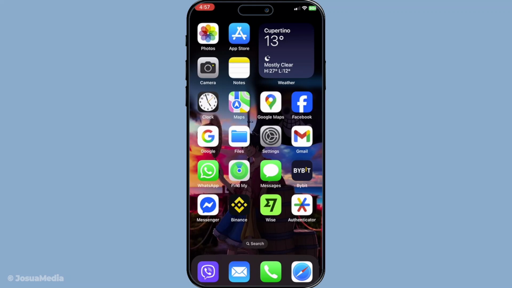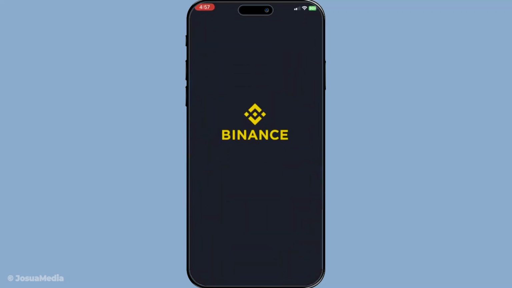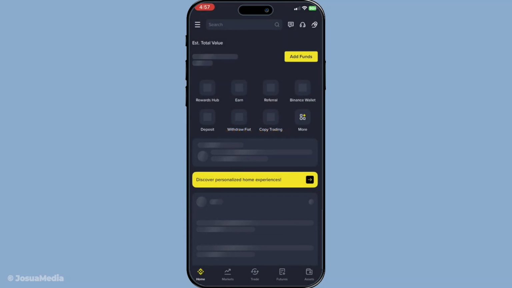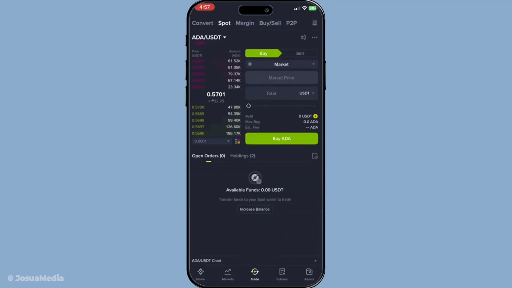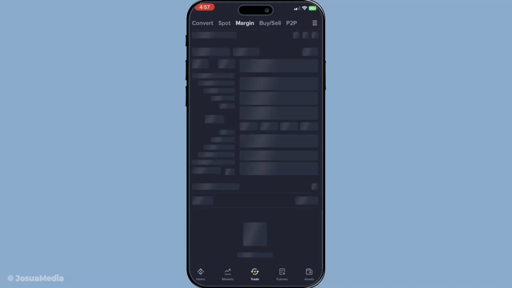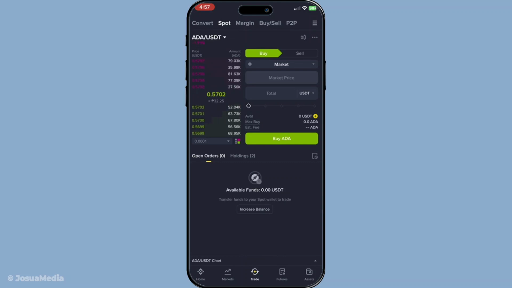First things first, you'll want to log into your Binance account. If you don't have an account yet, you'll need to create one and complete any necessary verification steps. Once you're logged in, navigate to the trading interface. This could be either the spot or margin trading platform, depending on which you prefer or need for your specific trading strategy.